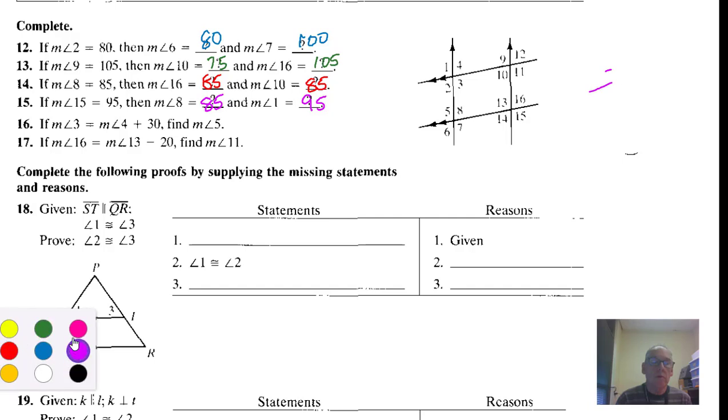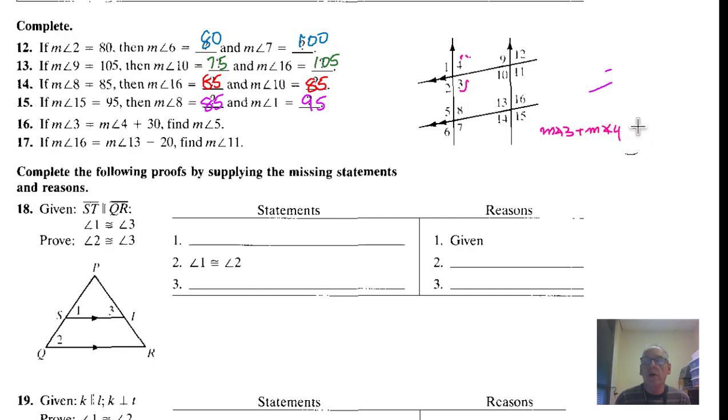Let's use pink. Okay, if the measure of angle 3 is equal to the measure of angle 4 plus 30. So this angle 4 is 4 plus 30. But together these make a linear pair. So let's see what we can get out of that. So we can see that 3 and 4 together, the measure of angle 3 plus the measure of angle 4 has to be 180. Because these are a linear pair.